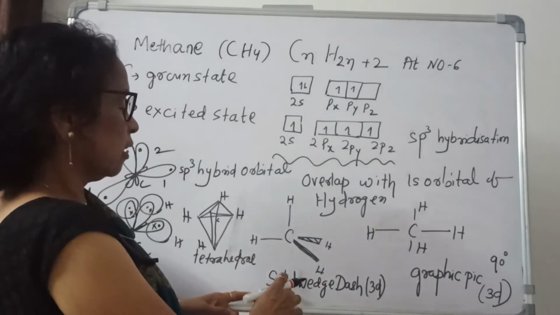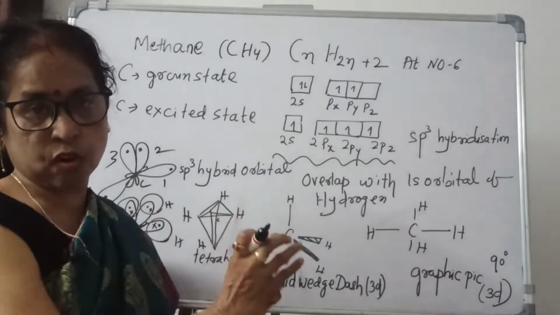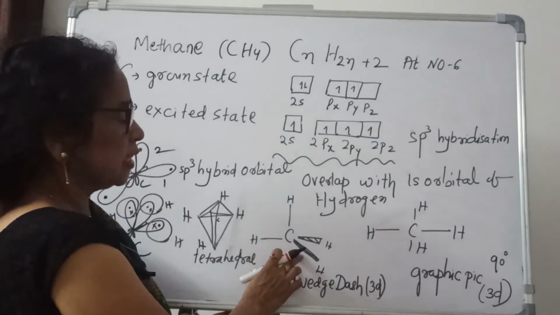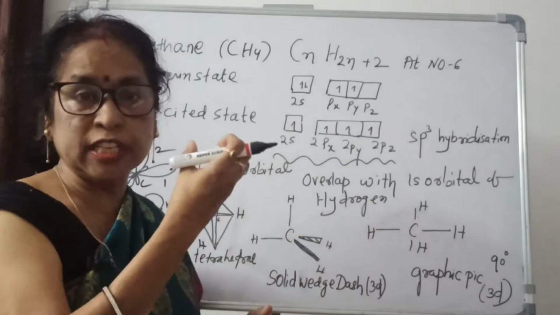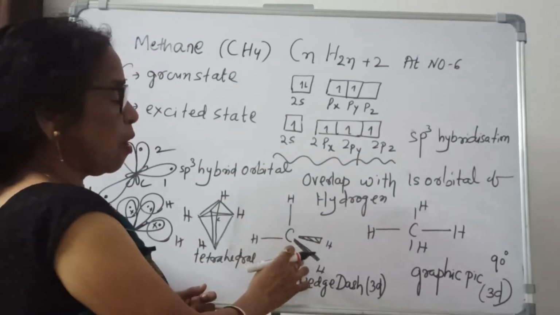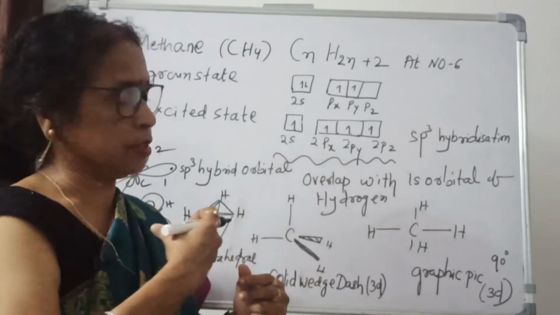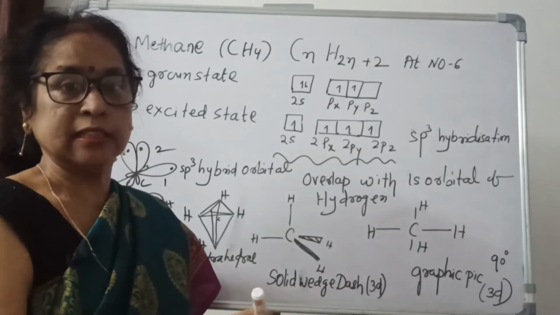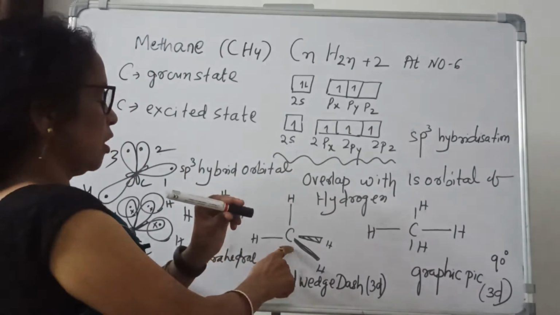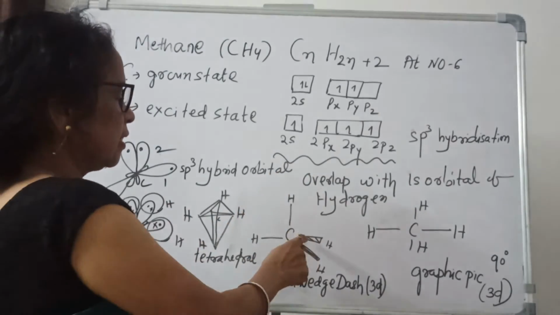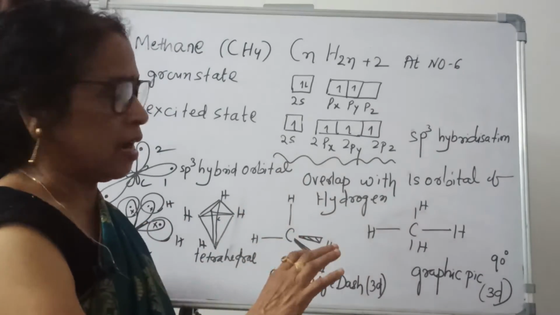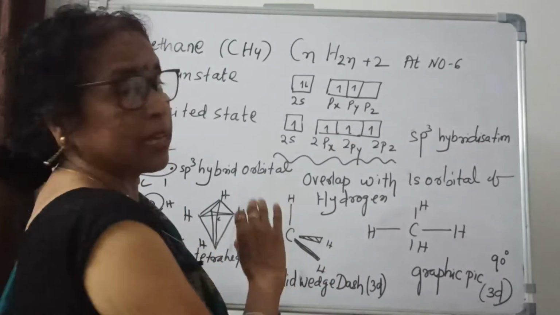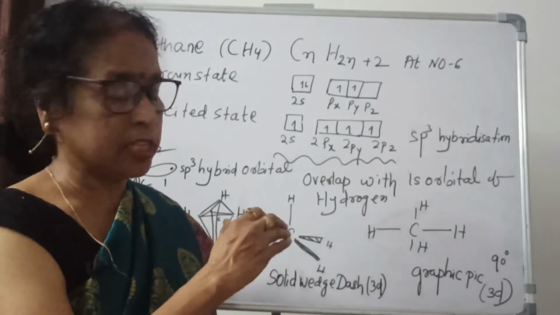Now this is the solid wedge structure, according to the tetrahedral structure, a 3D structure where it is arranged in space. The solid wedge means the solid bond is towards the observer, and the dash one is away from the observer. Here this is towards the observer, the solid, away from the observer is the dash one, and these two are simple lines. Now this is called the 3D structure, which is very important in our chemistry knowledge.